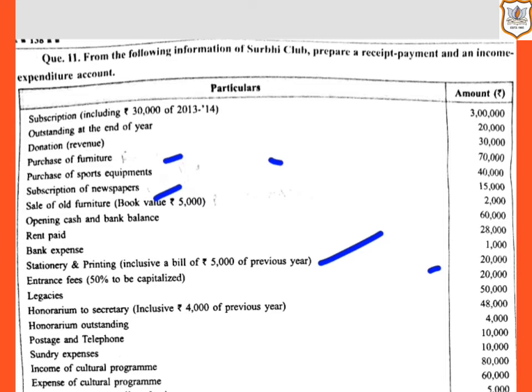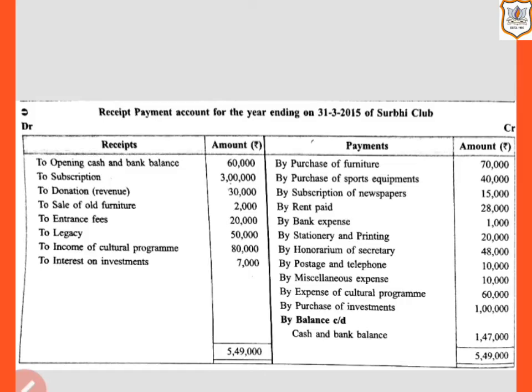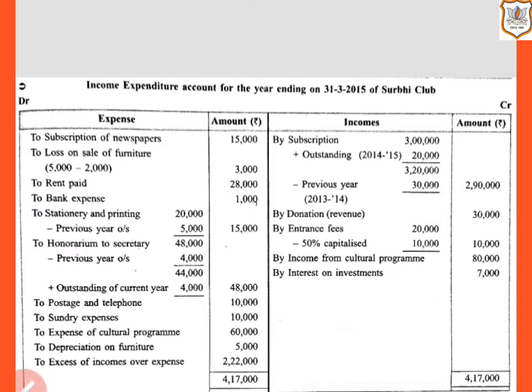And in receipt payment account, we will show the full amount, that is 20,000, on the payment side. Here it is, amount of stationery and printing, amount is 20,000. Now let us see in income expenditure account. Here in income expenditure account, we will deduct 5,000 from 20,000, as it is the amount of previous year. So in the outer column, we will write 15,000.